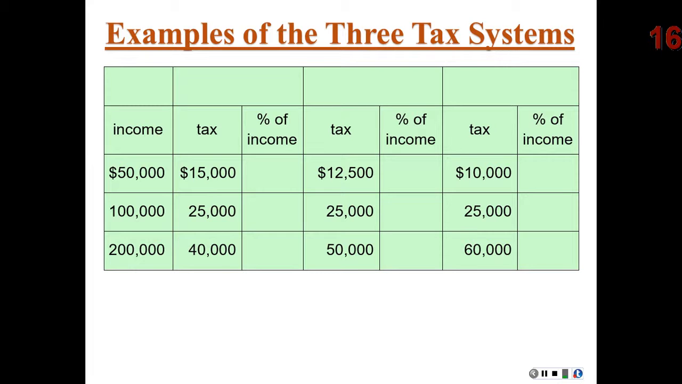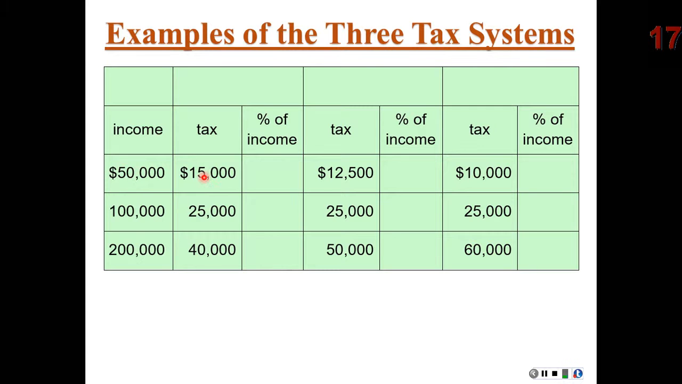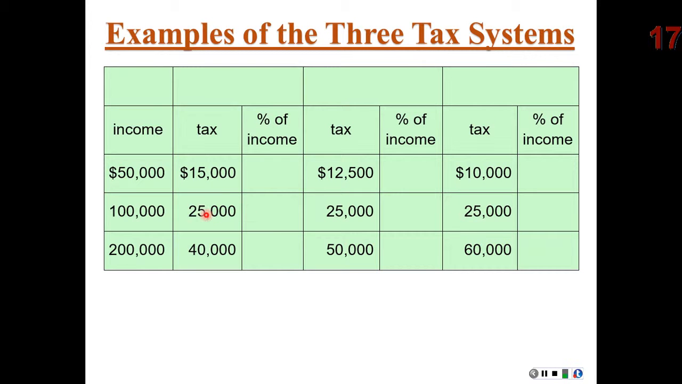Okay, so let's look at this table here. Here we have 3 individuals, and we're going to look at them being taxed 3 different ways, sort of the definition of 3 different tax systems. There's someone who earns $50,000, someone who earns $100,000, and someone who earns $200,000. Under this first tax system, the $50,000 person pays $15,000 in taxes. The $100,000 person pays $25,000 in taxes, and then the person who earns $200,000 pays $40,000 in taxes.